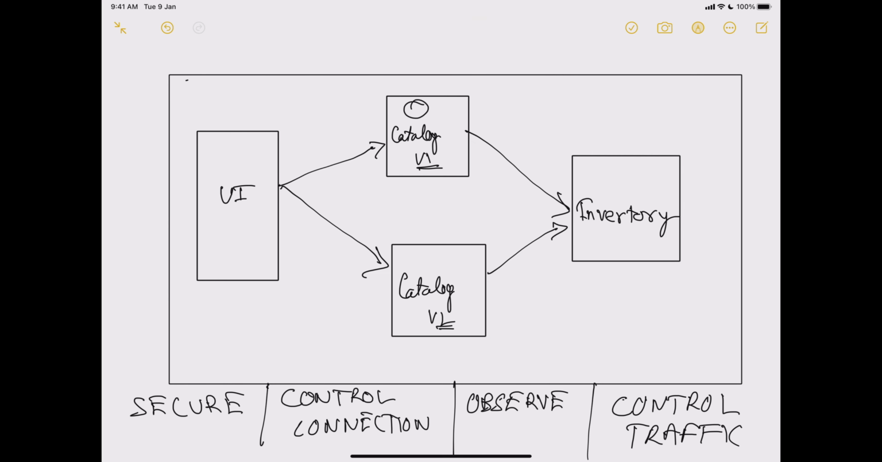If I do not want my UI service to talk directly to inventory, currently in Kubernetes you cannot control that, because by default all services can talk to each other, as we saw in our networking video. Every service which you create will be able to talk to each other, they are open to each other and nobody is stopping them. So there is no such functionality available by default. I want to have this security, I want to control connections, I want to observe them, and I also want to control the traffic. So how can I do that?